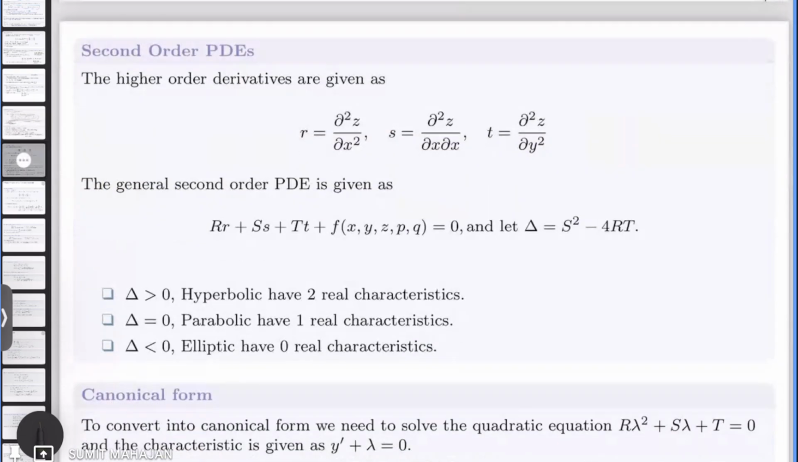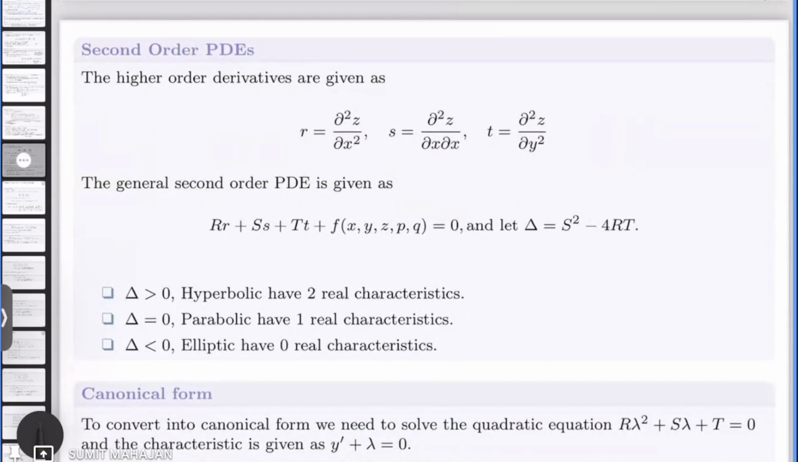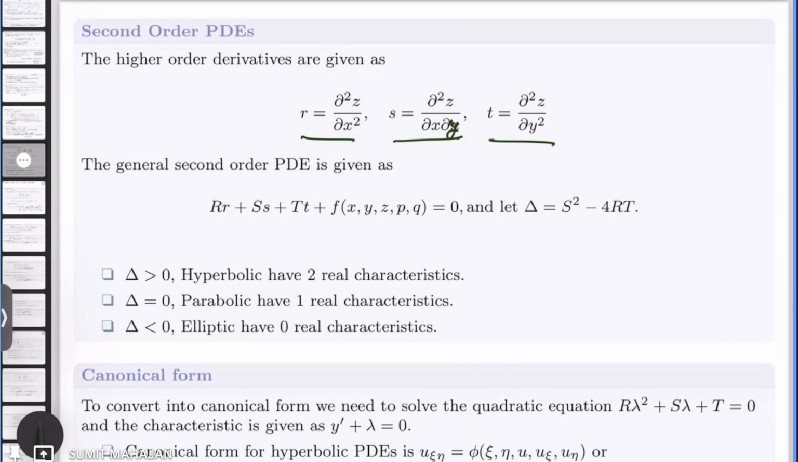Now coming to second order partial differential equations, we'll use the following notation. r is equal to del squared z upon del x squared, s is equal to del squared z upon del x del y, and t is equal to del squared z upon del y squared. So this is the notation that we are going to use. The standard general second order differential equation is given by r r plus s s plus t t plus f of x, y, z, p comma q equals 0.